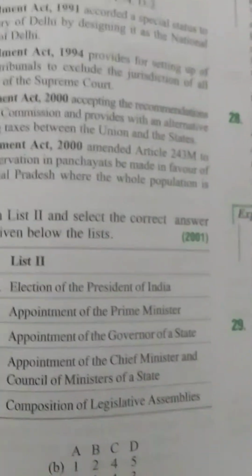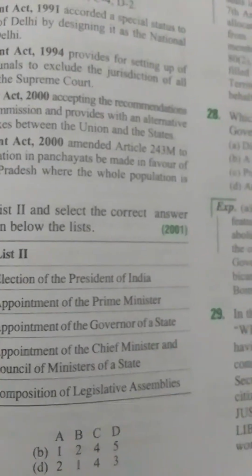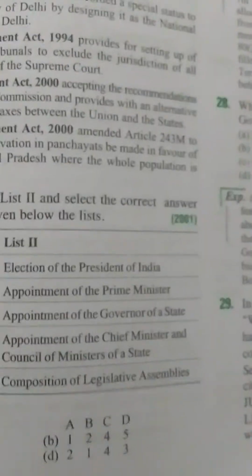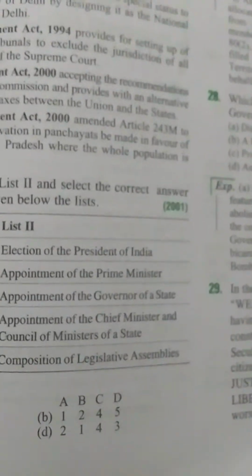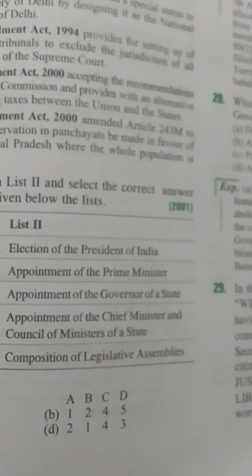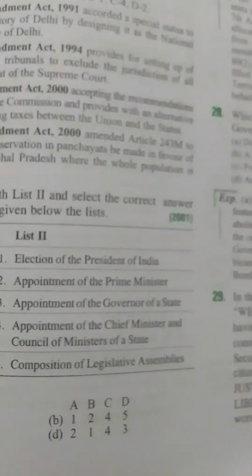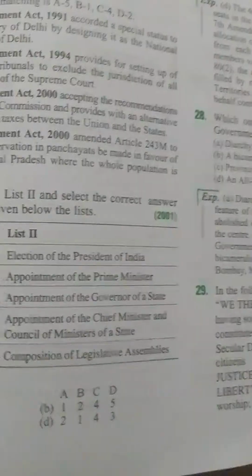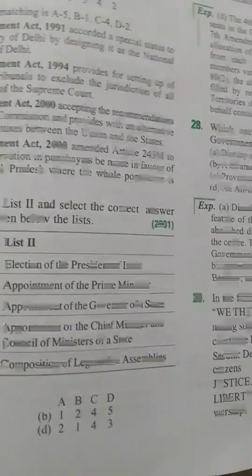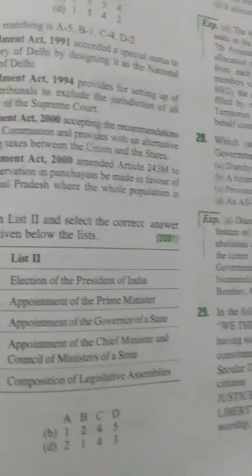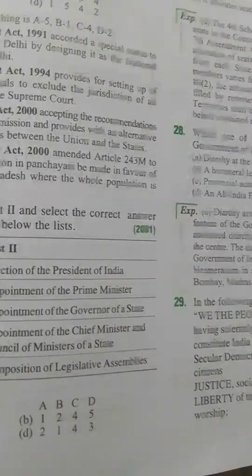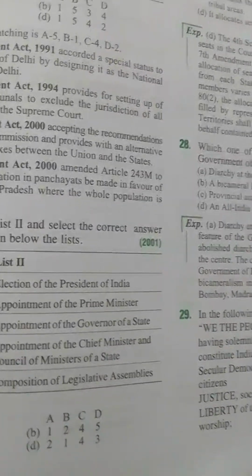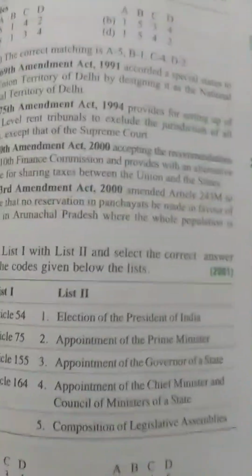80th Amendment Act 2000: based on the recommendation of the 10th Finance Commission, it provides an alternative scheme for sharing taxes between the Union and the states. 83rd Amendment 2000, Article 243M: no reservation in Panchayats to be made in favor of SC/ST where the whole population is tribal. 75th Amendment Act: state-level rent tribunals to exclude the jurisdiction of all courts except that of the Supreme Court.